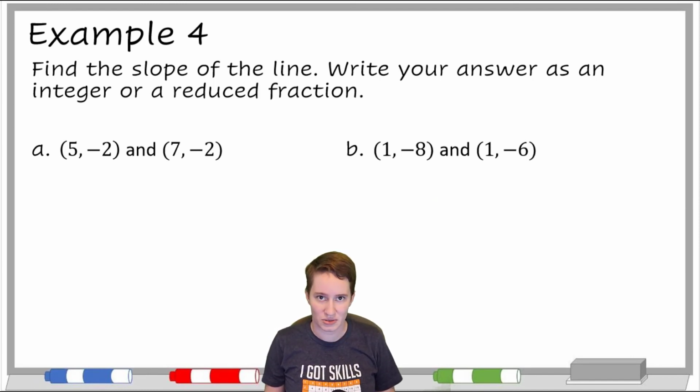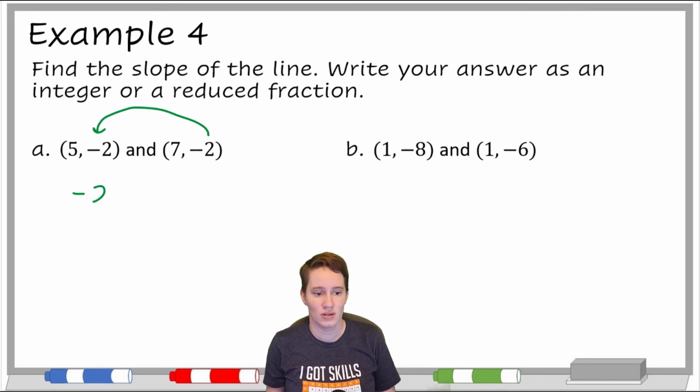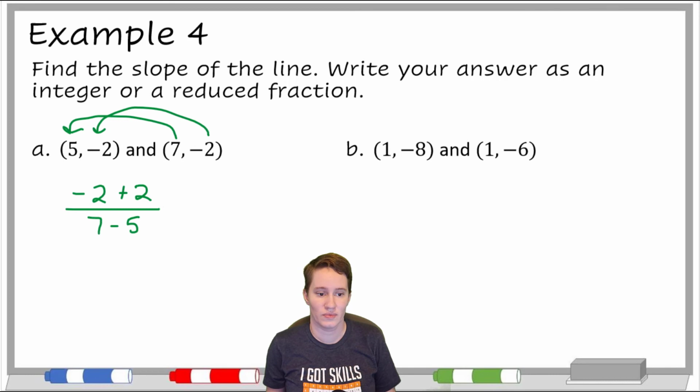The last example, and this looks exactly like what we just did, but this is going to be our special two situations that happen. So I wanted us to see what that looks like. So here on A, we've got y2 minus y1. So negative 2 minus negative 2, which means negative 2 plus 2, over 7 minus 5. So on top that gives us 0. On bottom that gives us 2. 0 divided by 2 is 0. So that would be our answer.